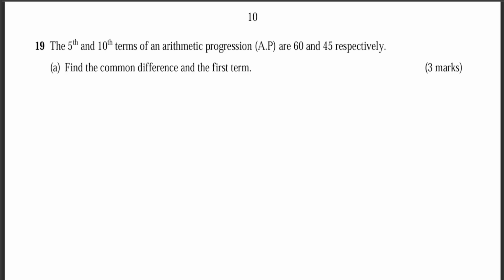So hii ni sequences, so this is series and sequences. So the 5th and 10th terms of an AP are 60 and 45 respectively. Question A, find the common difference and the first term. So common difference hapa haujui, first term pia haujui.